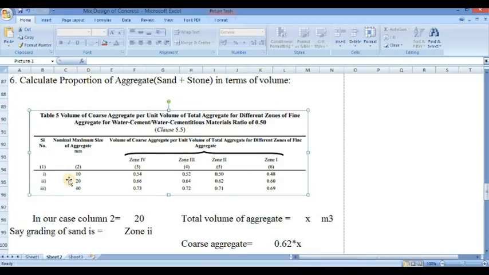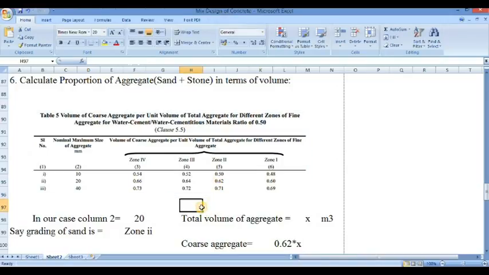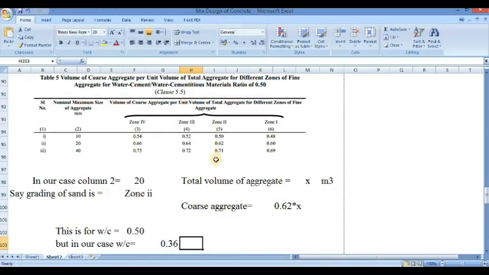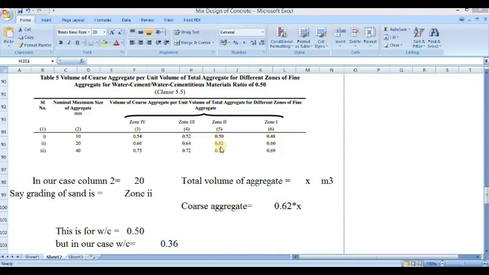The code suggests that for a 0.5 water by cement ratio, you can use this fraction of coarse aggregate. Let me elaborate. In our case it was 20 mm coarse aggregate and the sand was from zone 2, so we get a value of 0.62. So what is 0.62?